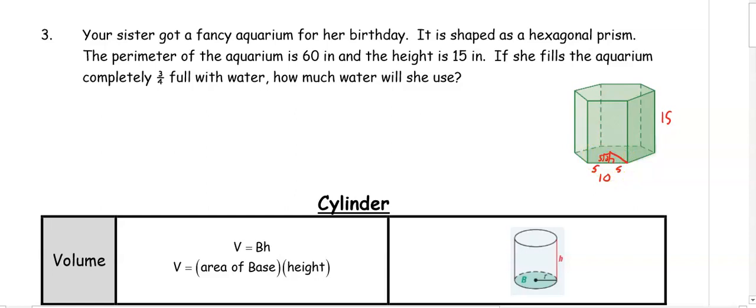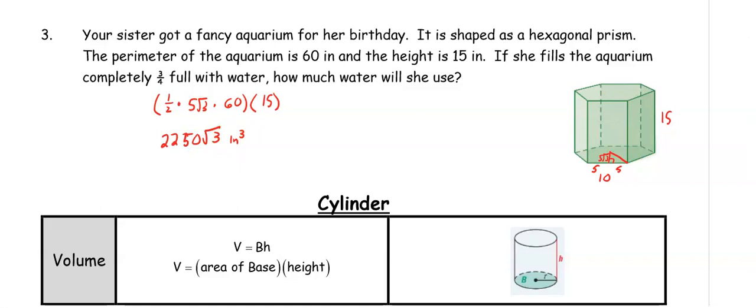So to find the volume, it's our base area times height. Well, our base is a hexagon, so we have 1/2 times 5 root 3, which is the apothem, times the perimeter, times the height of the aquarium, which is 15. So when we multiply that together, we get 2,250 root 3 inches cubed.